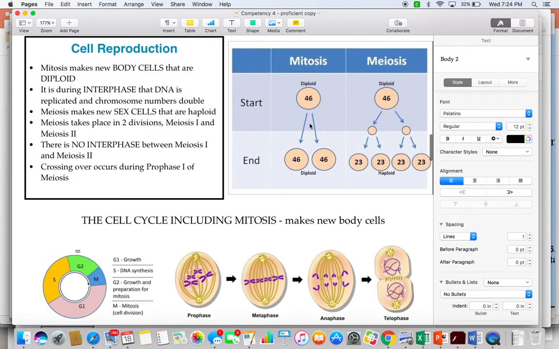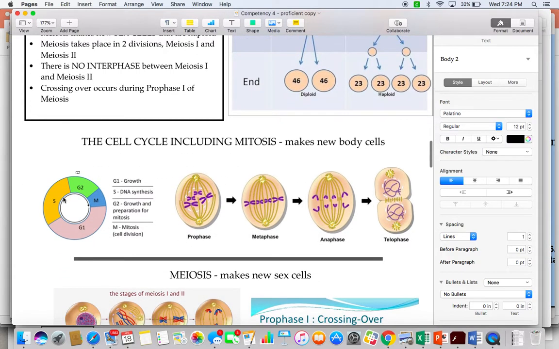Because if we go back up here, if we start with 46, one cell that has 46, and we end with 2 cells that have 46, that means that somewhere along the way, we had to add more chromosomes. And so that's what happened here in S phase. And then after interphase is over, then we just move through prophase, metaphase, anaphase, and telophase. And you can see here what's going on in those different stages.